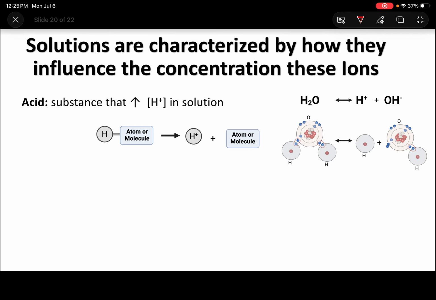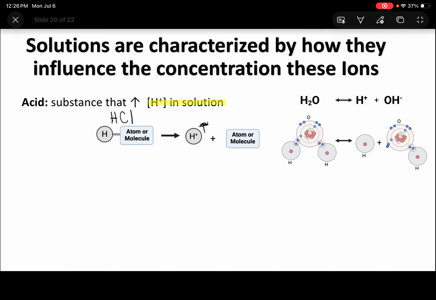And so we can characterize solutions based on the concentration of these ions. There can be three types of solutions we talk about. The first is an acid. This is a substance that will increase the amount of hydrogen ions or protons in a solution. This can happen when we add something like HCl, hydrochloric acid. This is a very, very strong acid. That hydrochloric acid is really likely to give away its hydrogen proton, this hydrogen ion. So something like hydrochloric acid increases the amount of this hydrogen ion in solution. So we call that an acid.